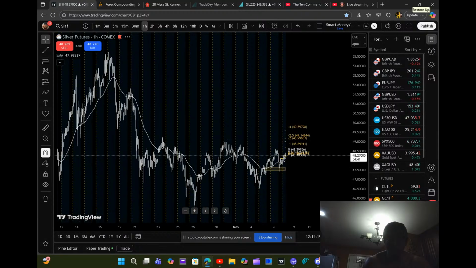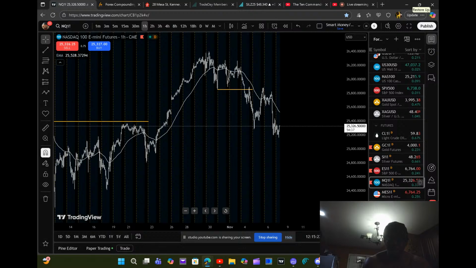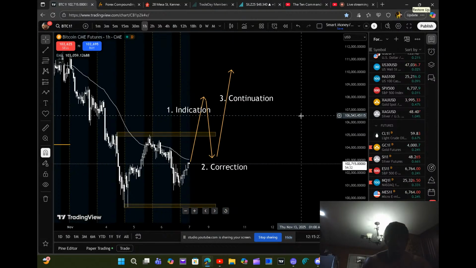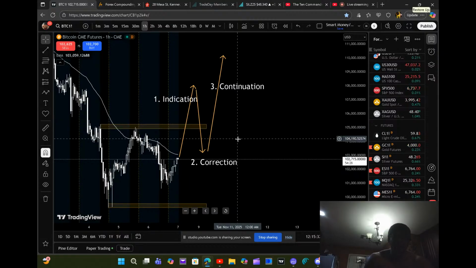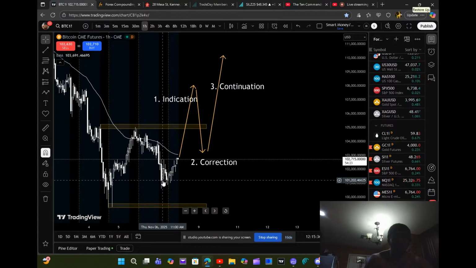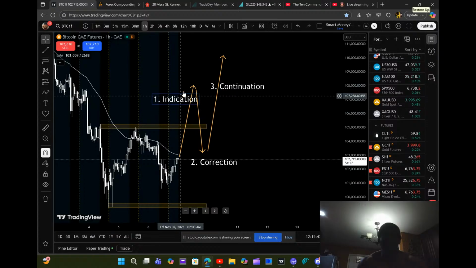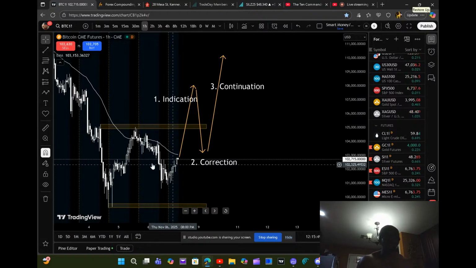Gold, silver, Bitcoin, NQ. Bitcoin, yeah. So Bitcoin can go up or down. Right here, we haven't gotten the indication yet. So we're just waiting. All right, we haven't gotten an indication. We're just in the no trade zone.